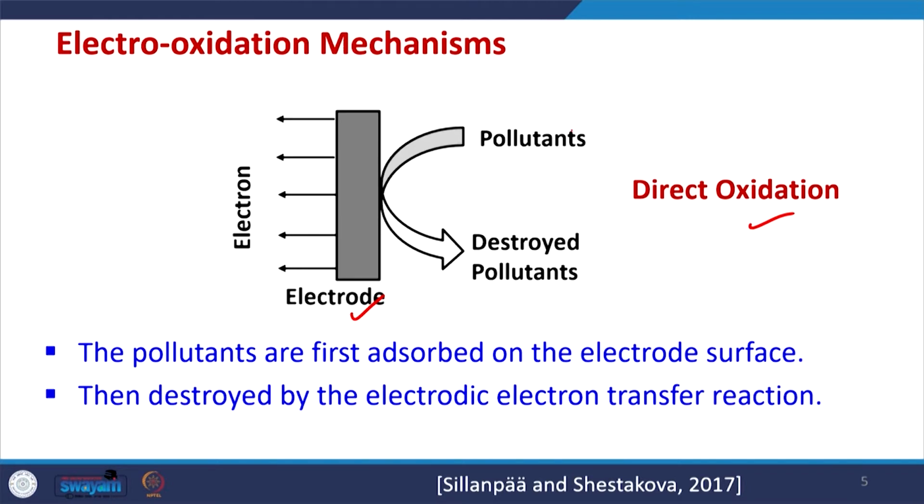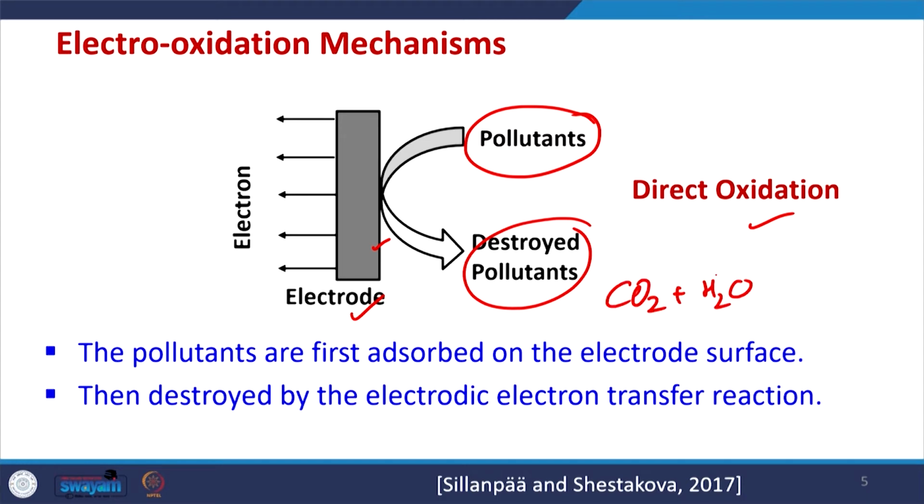In direct oxidation, the pollutants present in the water come in direct contact with the electrode surface and get destroyed, releasing CO2, H2O, etc. In this condition the pollutants are first adsorbed on the electrode surface and then destroyed by electrode electron transfer reactions. So, this is direct oxidation.